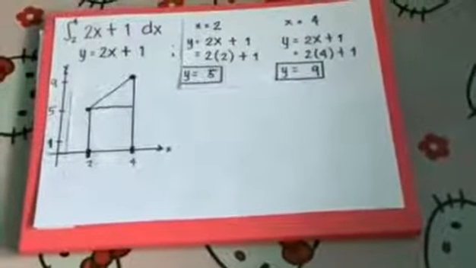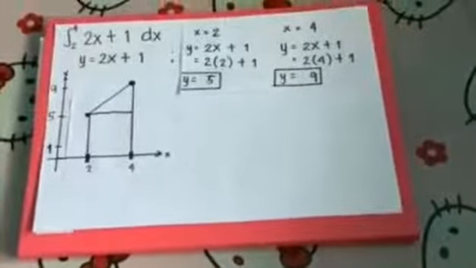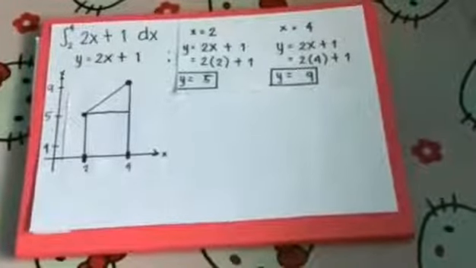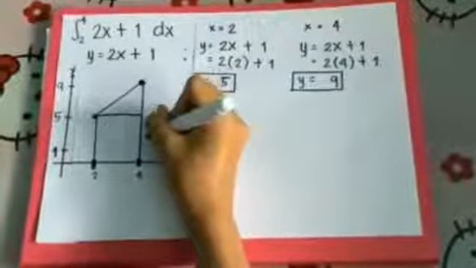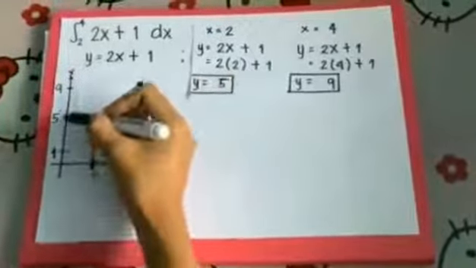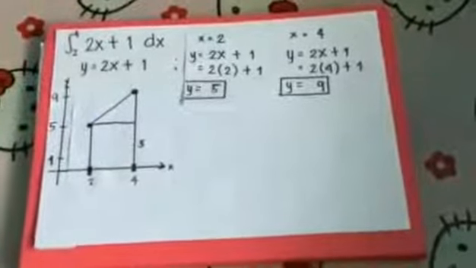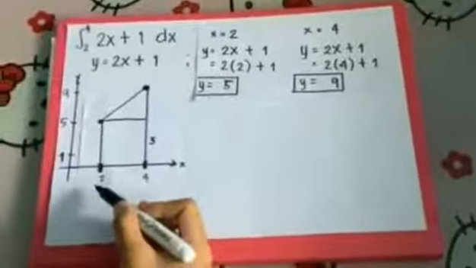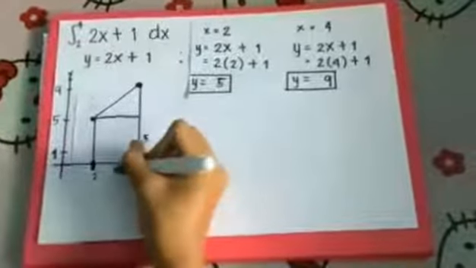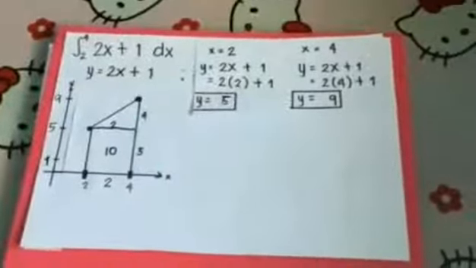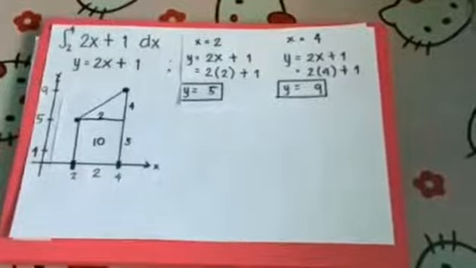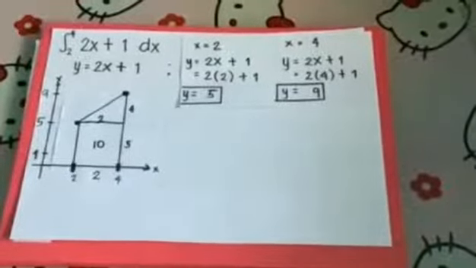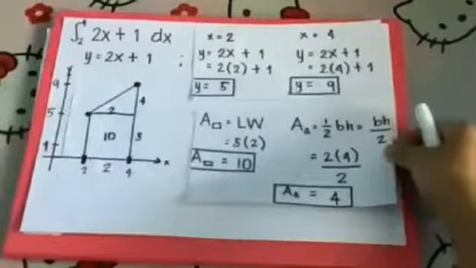To find the area of the rectangle, we need its length and width. The length is 5, from 0 to 5. That's our length. And the width is the difference of 4 minus 2, so 4 minus 2 is equal to 2. Since the area of a rectangle is length times width, 5 times 2 is equal to 10. And here is our solution with the two dimensions.